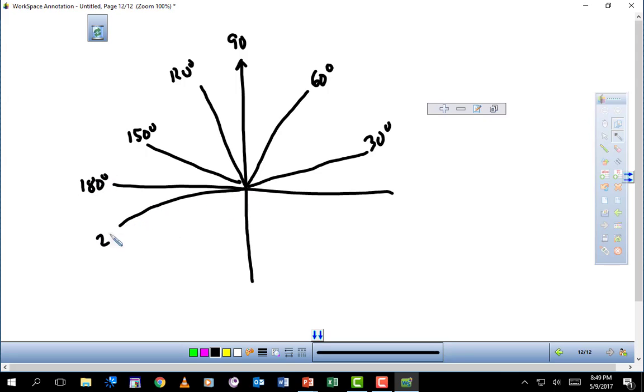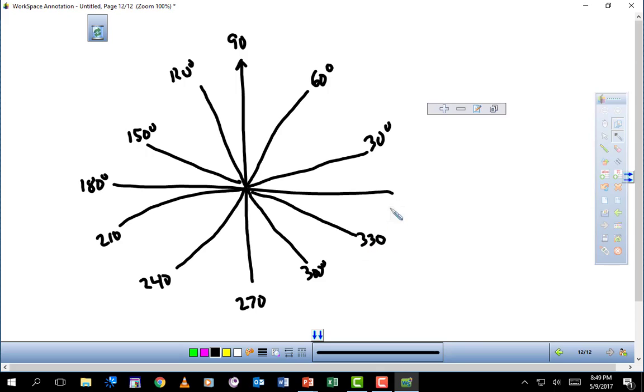The next one would be like 210. And another 30 degrees would be, remember this one's 270, so this one is like 240. We add on another 30 would be at 300 degrees. Finally would be 330 degrees. And finally would be back at 360. And we'd be coterminal at 0 degrees. Okay? Kind of did that fast. So those are all the 30 degree increments.